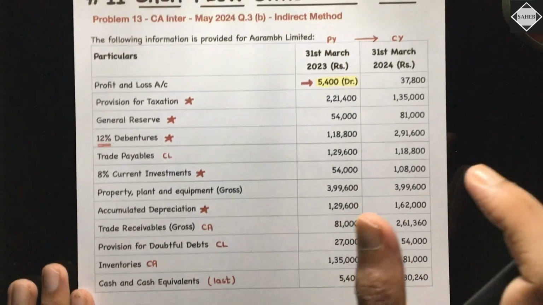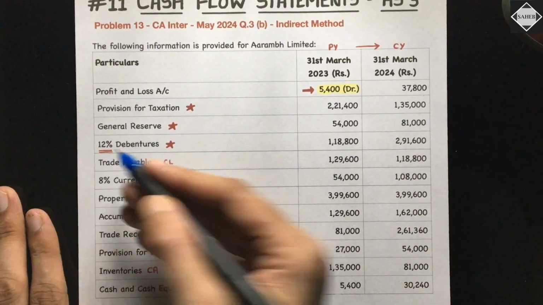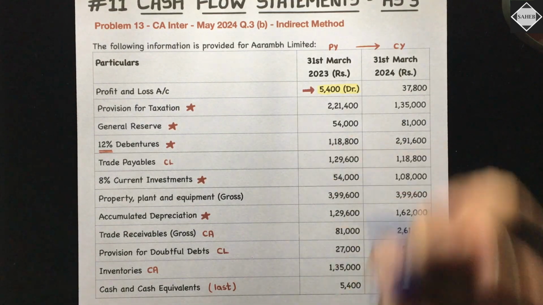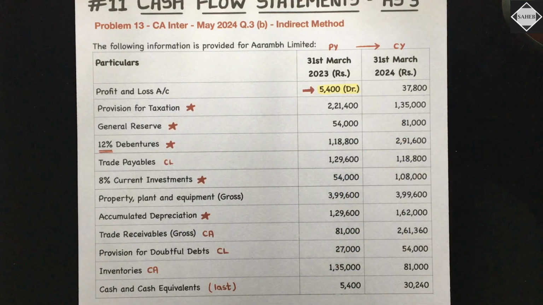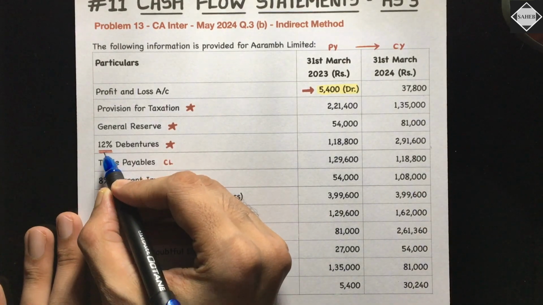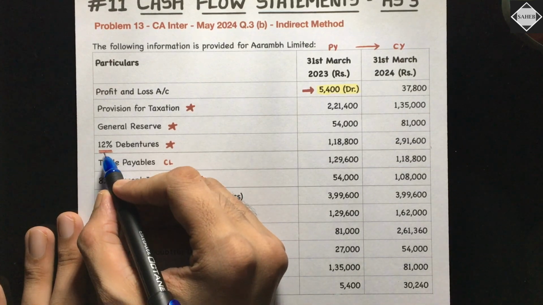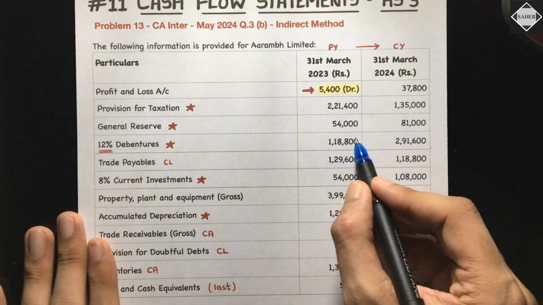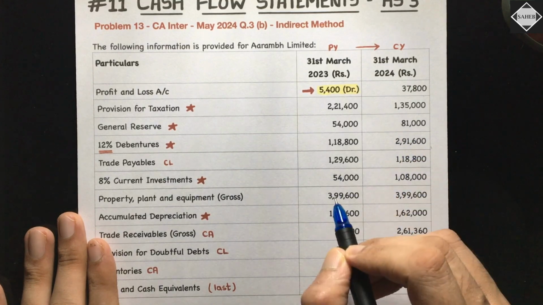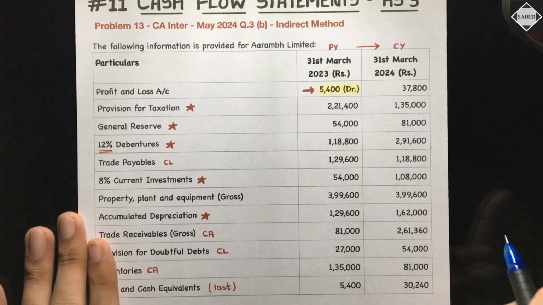But that interest thing is important because interest will be considered in the cash flow from operating activities, isn't it? We are going to reverse that, so we need to know how much it is. Then only we will be able to reverse that. Now tell me, how will you calculate this 12% interest? Will you calculate it on 1,18,800 or 2,91,600? You can make either of the assumptions, right?